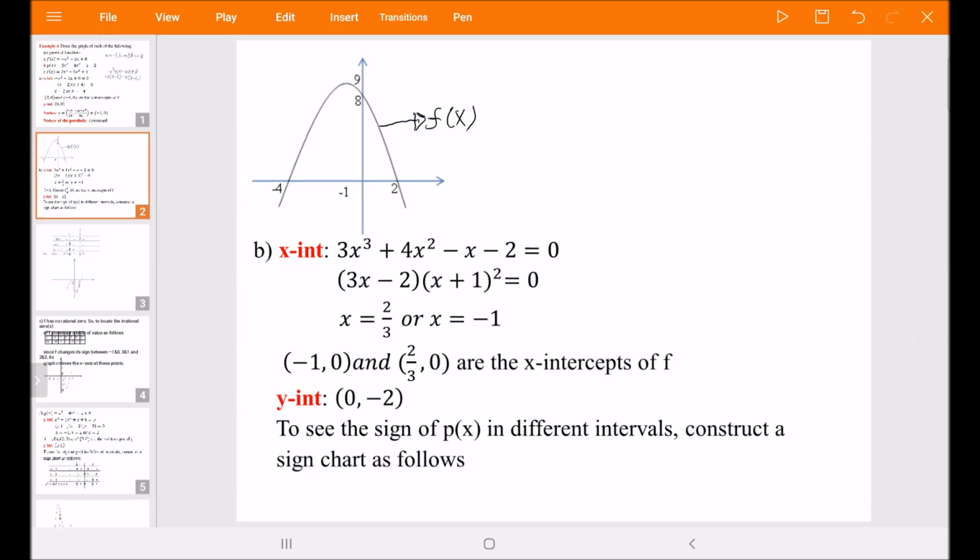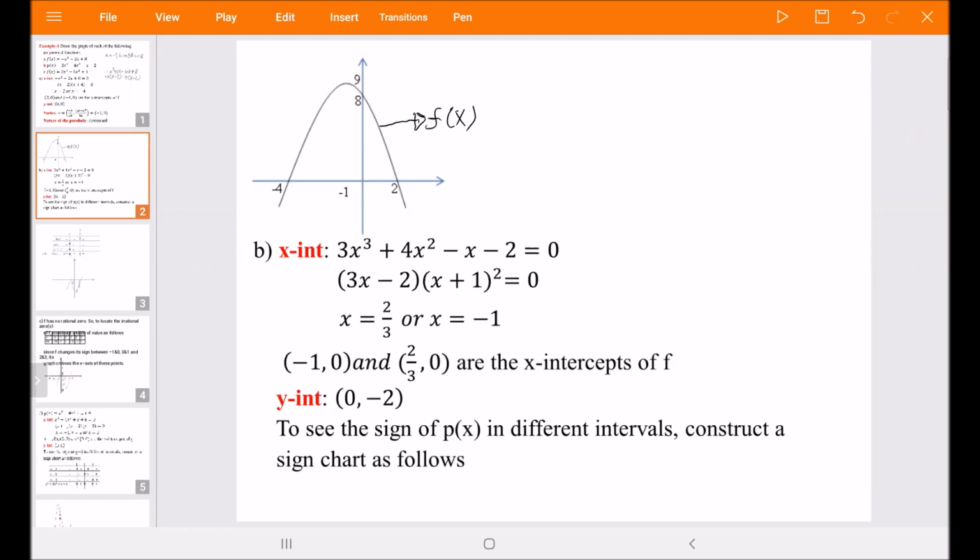From your grade 9 mathematics lesson, I hope you remember that the vertical line that passes through minus 1 is the line of symmetry, and the range of this function is y less than or equal to the second component of the vertex, that is 9. The other thing is that the maximum value on the graph of f is this point, that is 9. 9 is the maximum value of this function. If it was an upward parabola, the second component of the vertex would be taken as the minimum value, and its range, as you remember, is y greater than or equal to the second component of the vertex.